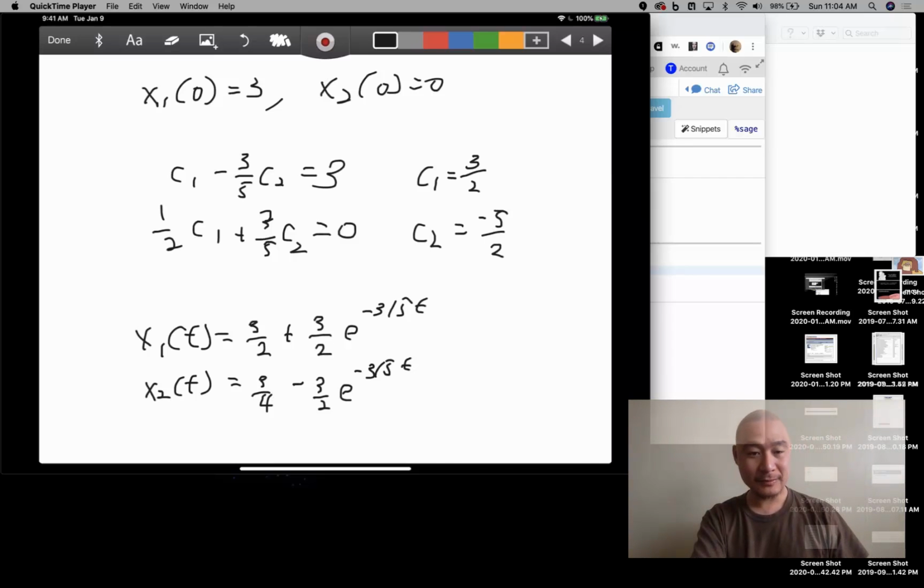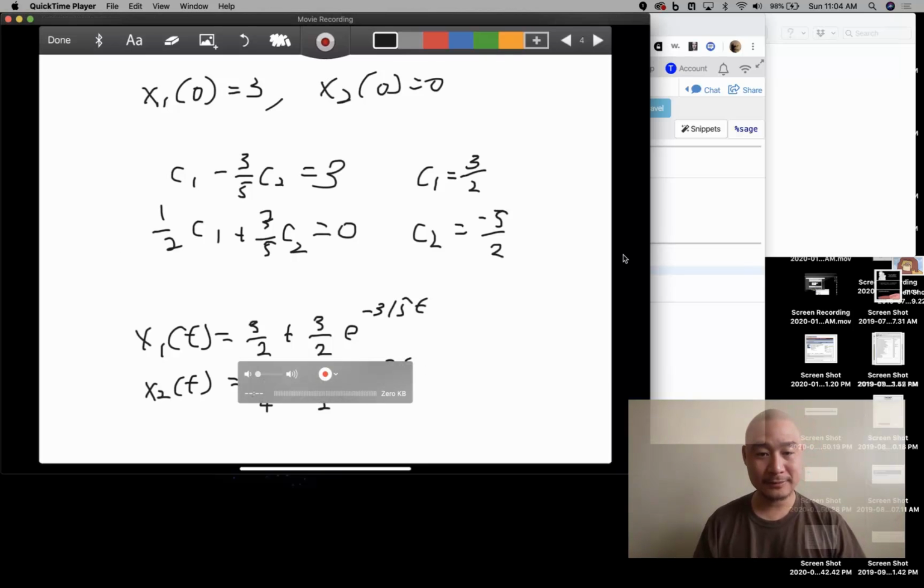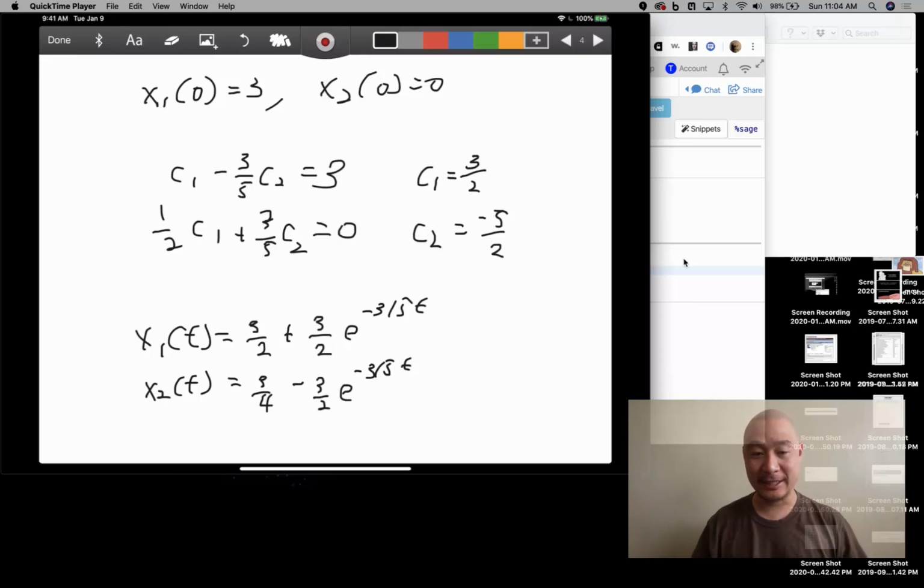But, right. So let's check. At time 0, e to the minus 3/5 t is just 1. So we start with 3/2 plus 3/2 equals 0.